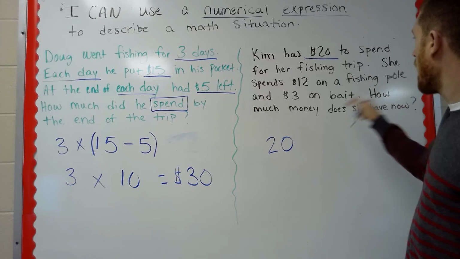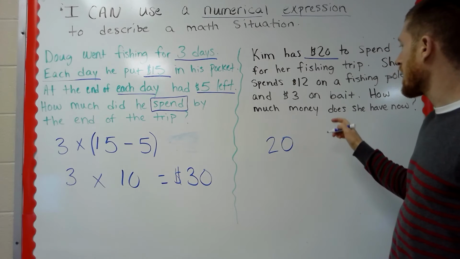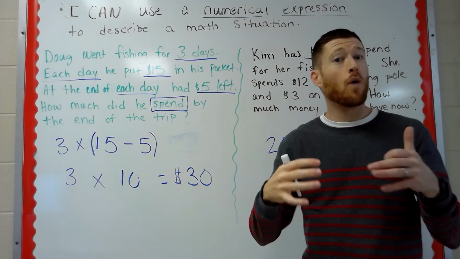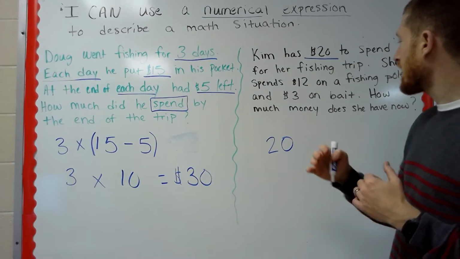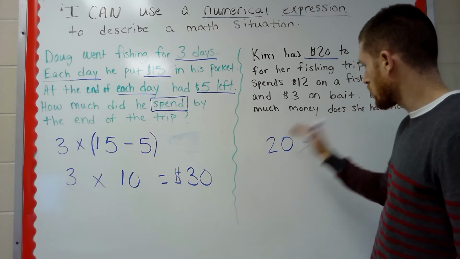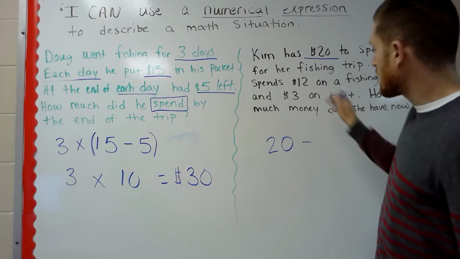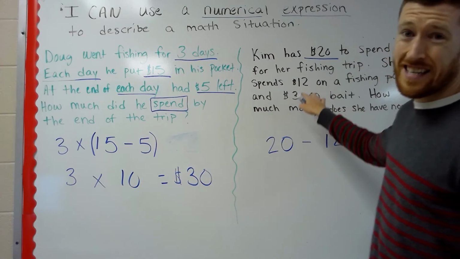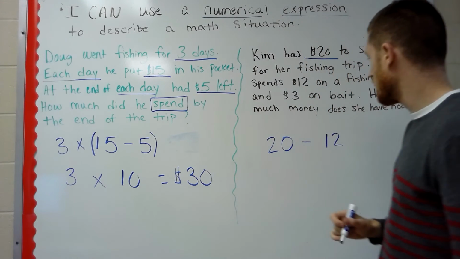So what I want to do is think about money. Money is not being added here. It's going away. So if money is going to be taken away, this is going to be 20 minus something. We're starting off with 20 and we're going to be subtracting something. We're going to be subtracting 12, but we're also going to be subtracting 3 more dollars. So let me show you how you can do that in a numerical expression.